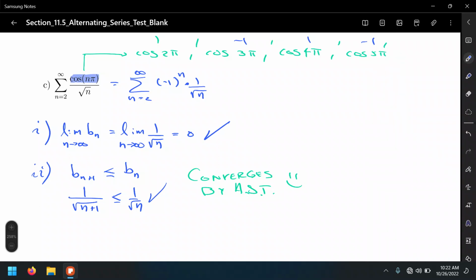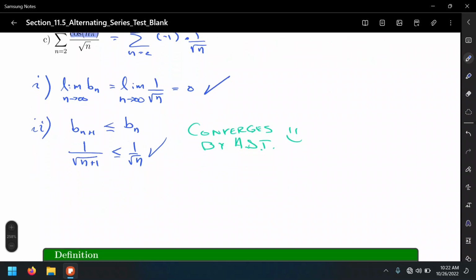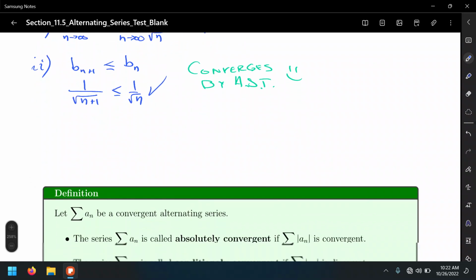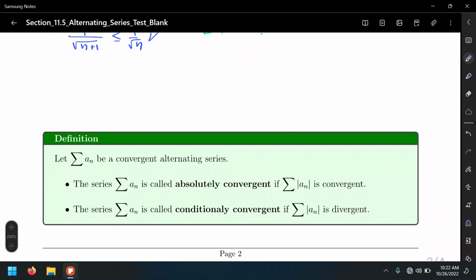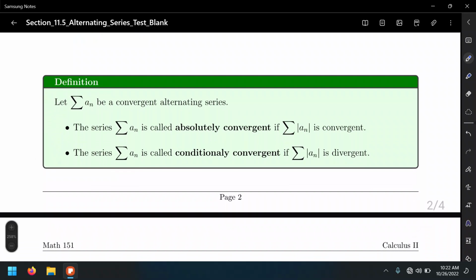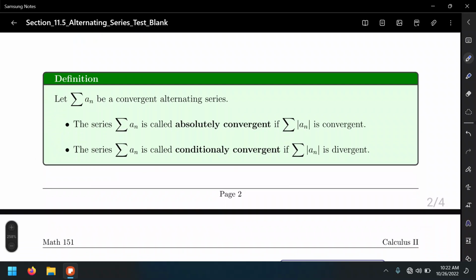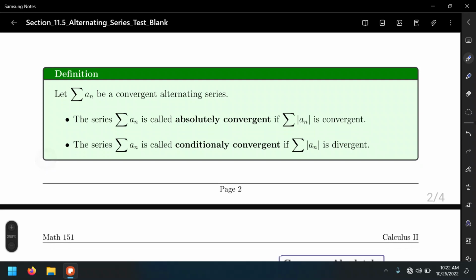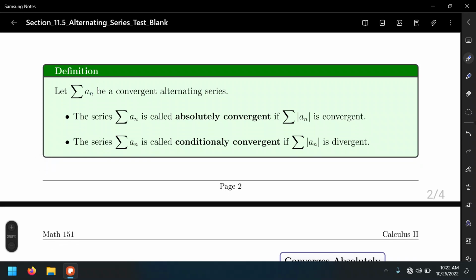This is the first test in which we're going to look at something beyond just convergence. As soon as we know that an alternating series converges, we can further discuss whether the series converges absolutely or whether it converges conditionally. So this is what we're going to do. We're going to have a convergent alternating series, so we need to check that it converges, just regular convergence, if you will.